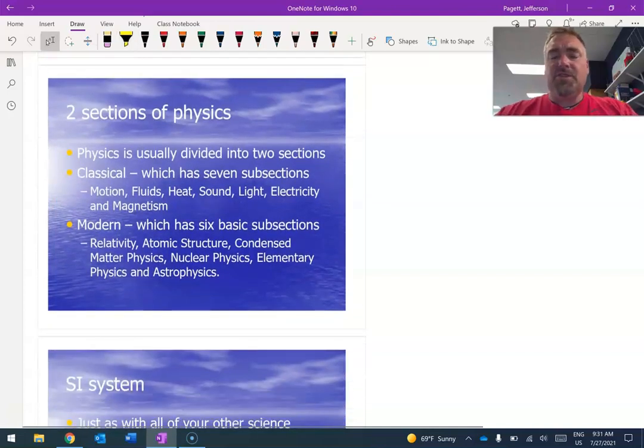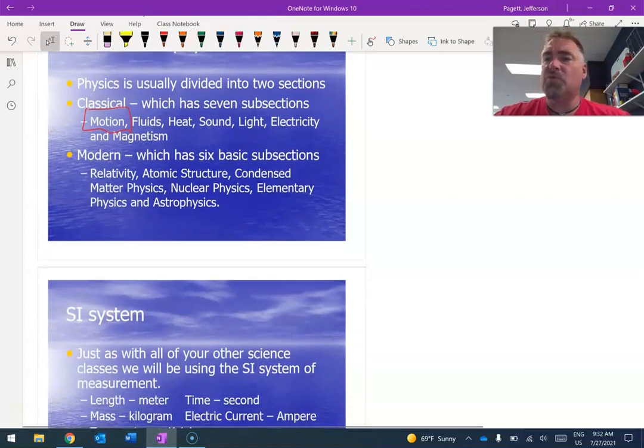Now, there are two sections of physics. Classical, which has 7 subsections: motion, fluids, heat, light, sound, electricity, and magnetism. And we're going to focus ours just on motion. That's all. The AP Physics C Mechanics is just all on motion. Other ones you can get in later. And if we took AP C, E, and M, you'd get a lot of the E and M along with some fluids and stuff like that. But for the most part, we're just going to focus on the motion. And then modern, which we touched a little bit on in Regents, but won't talk about at all in this class.